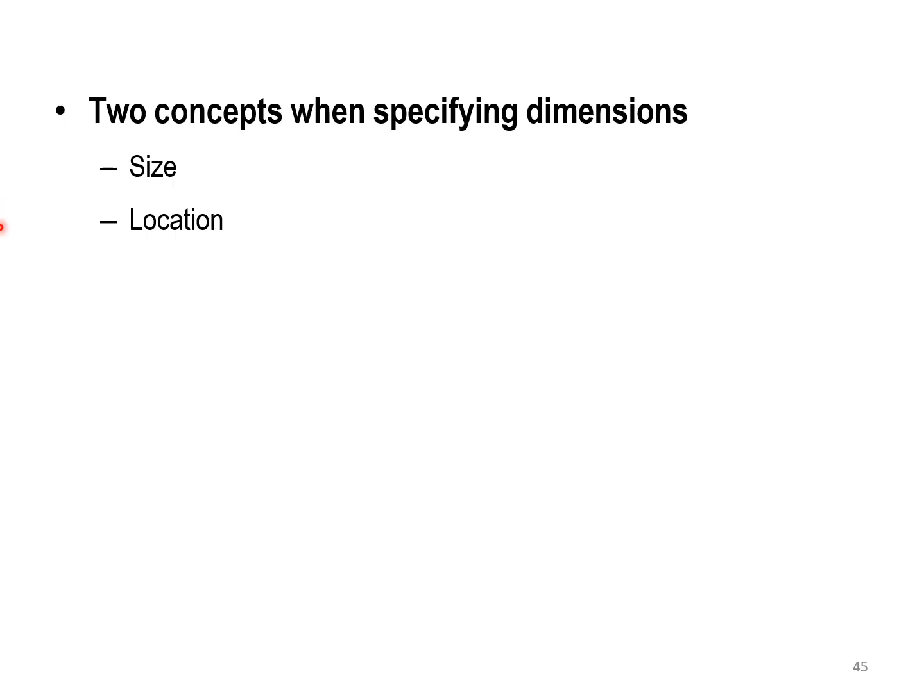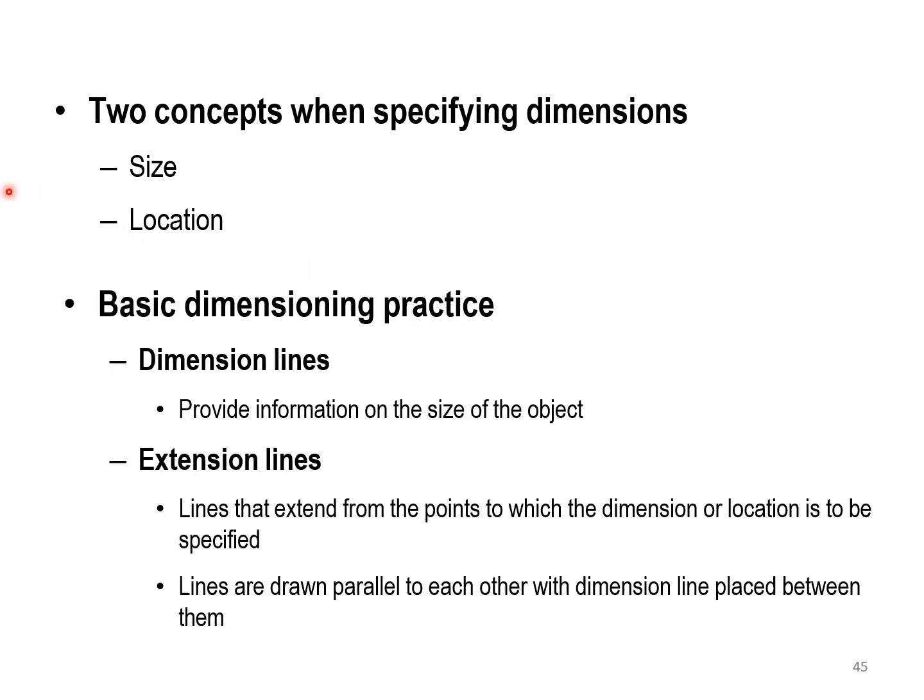Two concepts need to be followed when specifying dimensions: what is the size, and what is the location. The basic dimensioning practice uses dimension lines that provide information on the size of the object, and extension lines that extend from the point to which the dimension or location is going to be specified. The extension lines are drawn parallel to each other with the dimension line placed between them.